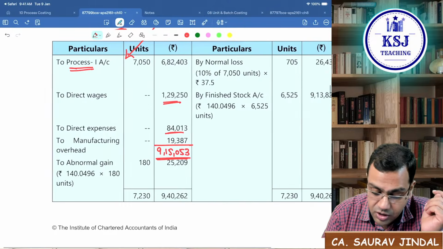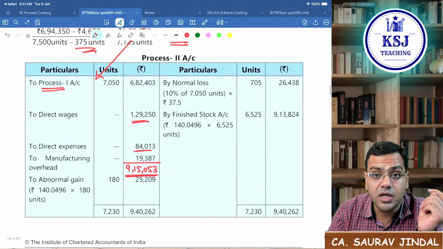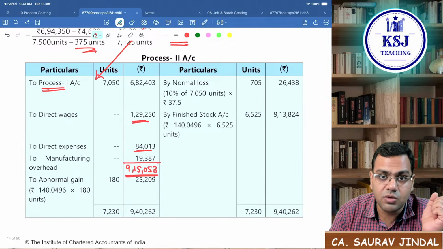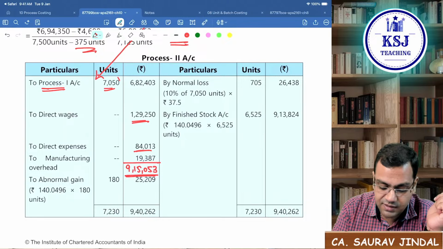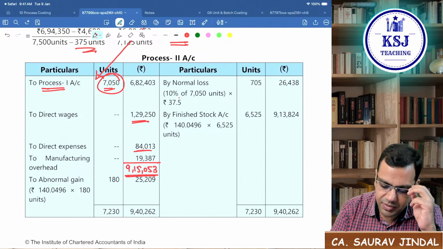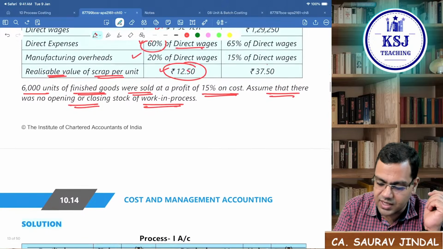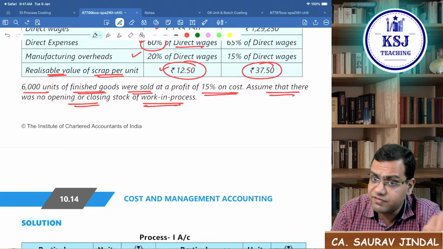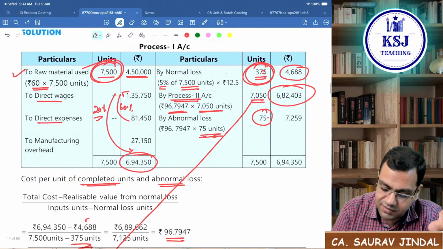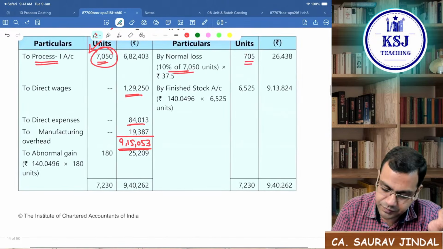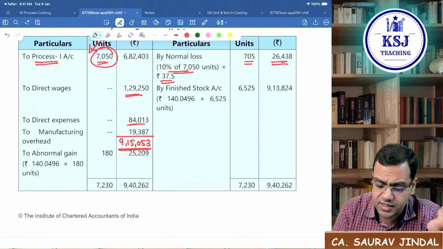Now what is given? Normal loss. Normal loss is given as 10% of input. What is the input for the process 2 account? The input for the process 2 account is these 7050 units. So 10% of this is 705 units. Is the scrap value given? Yes sir, scrap value is given as 37.5 rupees. So we'll take it as 37.5. This is the scrap value.